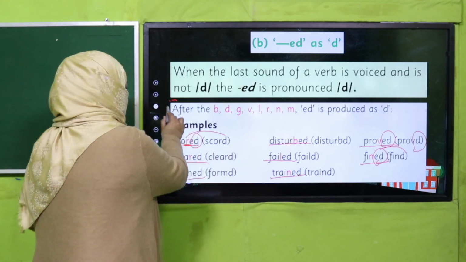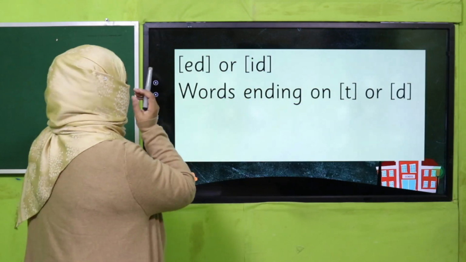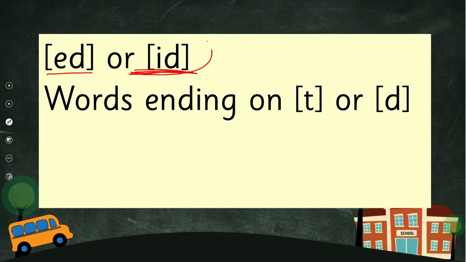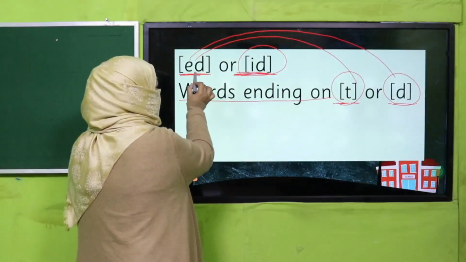Now you got it? So this ed will sound d if before this ed there is a voiced sound. So you'll practice these words as well. And the last sound is ed will sound as id. So how do we say this sound? Id. Only when the word is ending on t or d. These two sounds, if before ed you find t or d, it means you will pronounce this ed as id.